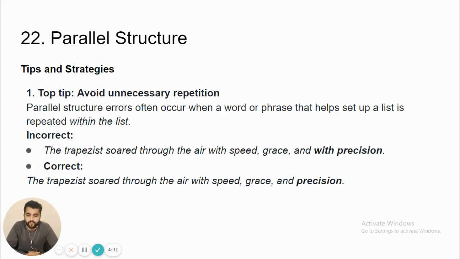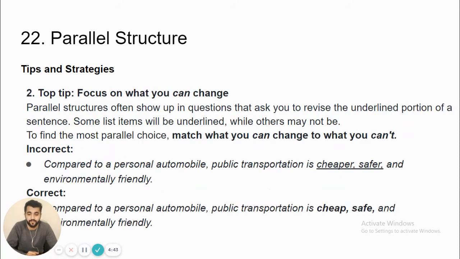Okay, number one, top tip. Avoid unnecessary repetition. Parallel structure errors often occur when a word or phrase that helps set up a list is repeated within the list. So, incorrect is "The trapezist soared through the air with speed, grace, and with precision." Right? The correct form is obviously "The trapezist soared through the air with speed, grace, and precision." The correct form has the same structure throughout the list.